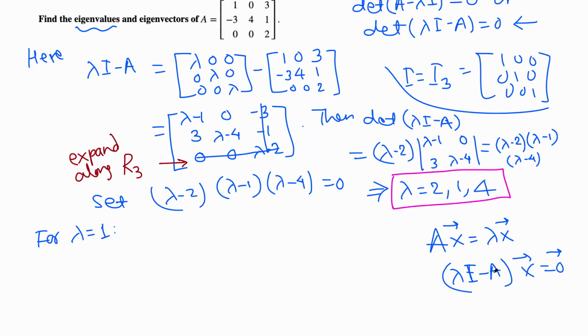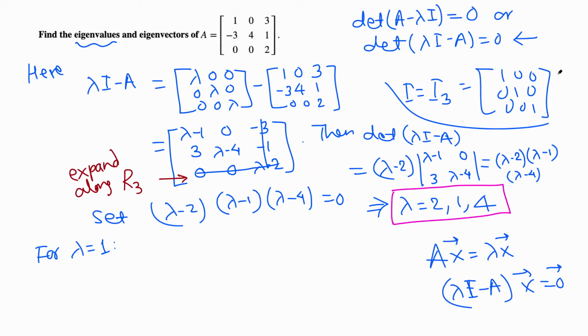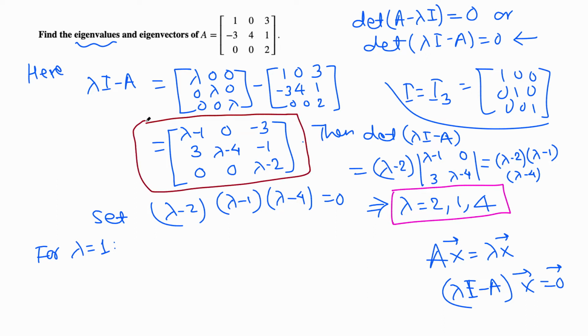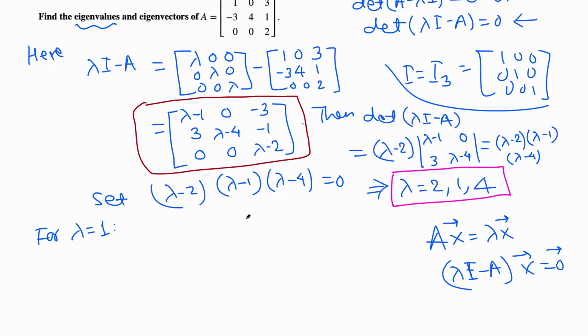So lambda I minus A is here, if I come back to this. This is what we're going to use over and over for different lambda values. This is lambda I minus A. Now for lambda equals 1 we're going to work on this, then for lambda equals 2 and for lambda equals 4.